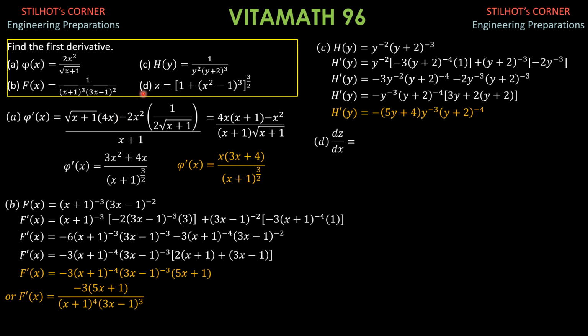So dz/dx is, first, by the power formula. Imagine that the whole of these quantities in the brackets is u. So it's u to the 3/2. The derivative of u to the 3/2 is 3/2 u to the 1/2. Then the derivative of u: the derivative of 1 is 0. Then this one is 3 quantity (x² − 1) raised to 2. Then the derivative of x² − 1 is 2x.